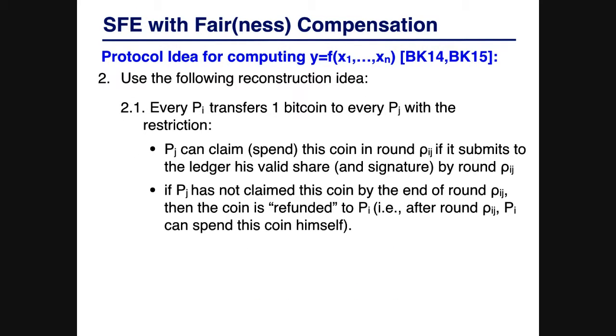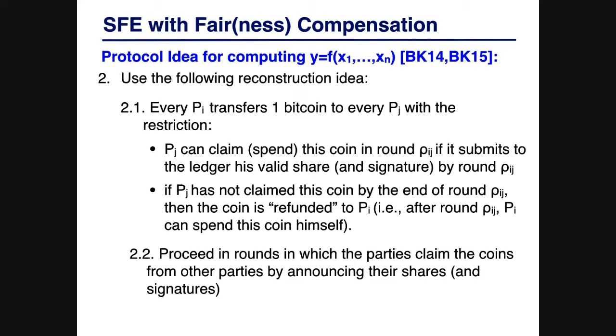The idea is to proceed in two steps. In a first step, every party Pi makes a transaction towards every other party Pj, which is as follows. Pj can spend the coins that are transferred to him only up to a fixed round. Remember, Bitcoin has time. We have time with the ledger, so we can put a timestamp there. Only up to some time, and only by announcing his valid share, announcing a share and a valid signature on it. If the receiver, Pj, does not announce his share by round ρij, then the money gets refunded to the sender. In other words, after this time, the sender can spend the money unconditionally, no need to announce anything.